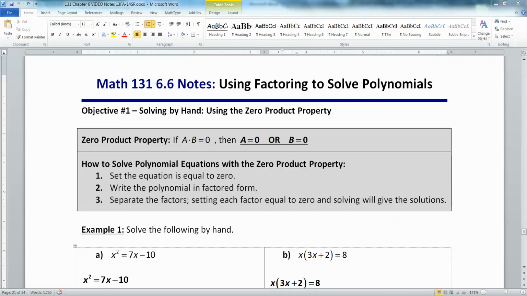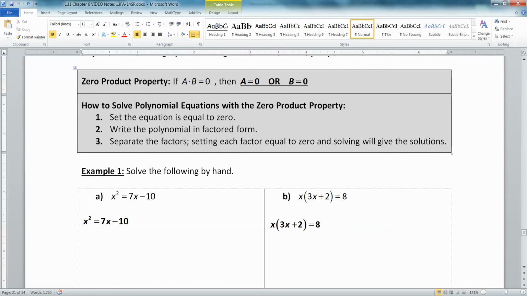So the first thing to remember is the zero product property. If you have two quantities, A and B, and you multiply and make zero out of them, then one of them has to be zero. Either A is zero or B is zero. Now we use this property to help us solve equations. So we're going to set our equations equal to zero, then we factor them, that's step two, and then we separate the factors, set each one equal to zero, and solve.